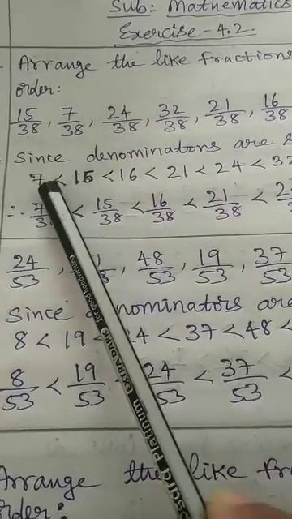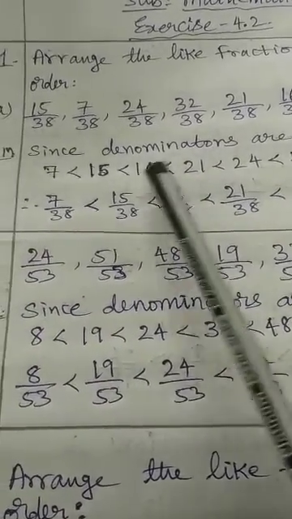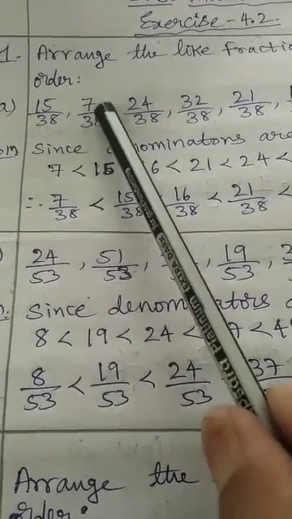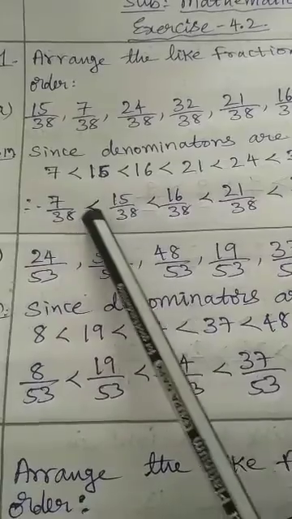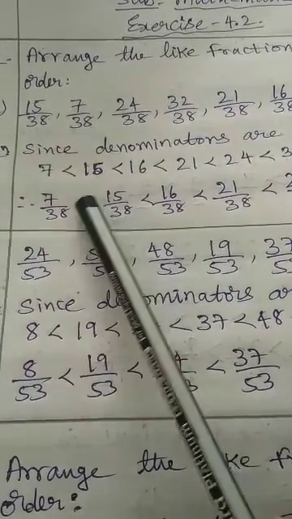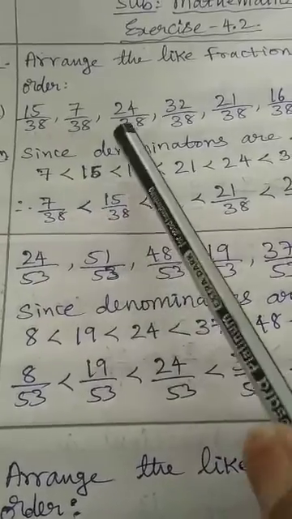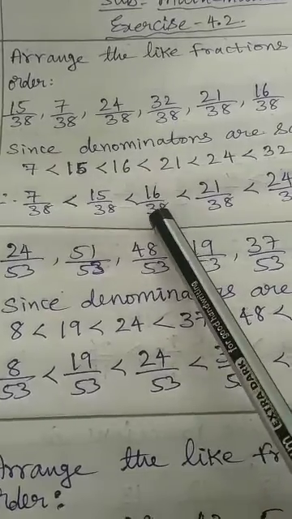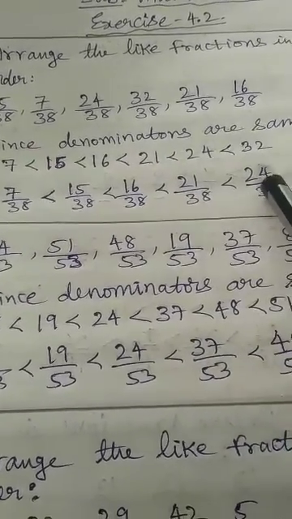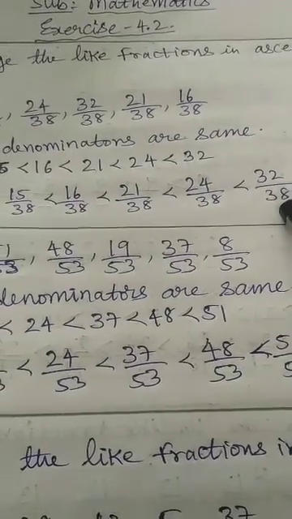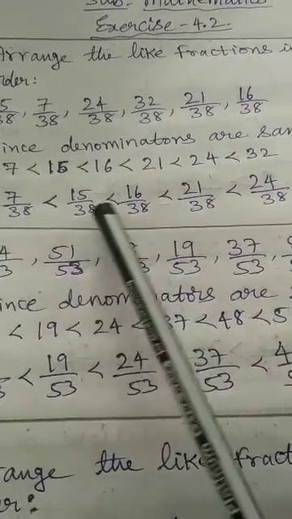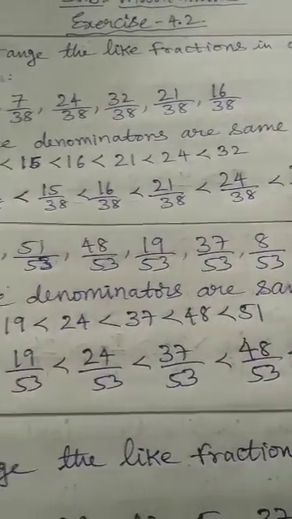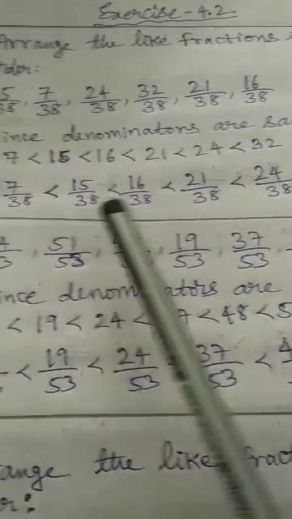So first arrange the numerators in ascending order. Afterwards arrange the fractions. 7 means, which fraction is that? 7 by 38. Next, this symbol you have to use, smaller. This symbol is smaller. Next, 15 means, where is 15 by 38? 16 is there, 16 by 38. 21 by 38, 24 by 38, 32 by 38. In between these fractions you must put this symbol. This symbol is smaller. So as you go on, these fractions are arranged in ascending order.